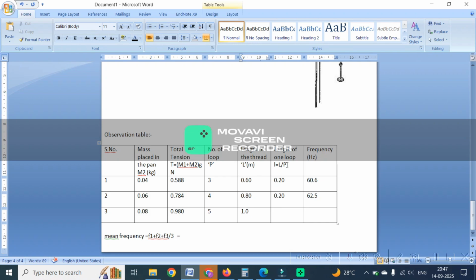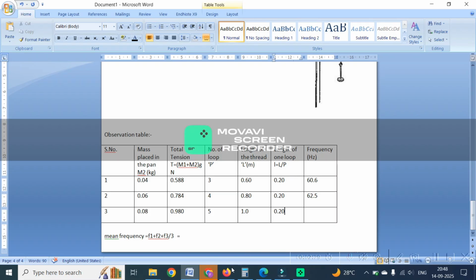Now the length of one loop is calculated by dividing the length of the thread by the number of loops, so it will automatically be 0.20 meter. You have to mention the unit also here; I haven't mentioned it, but you need to.